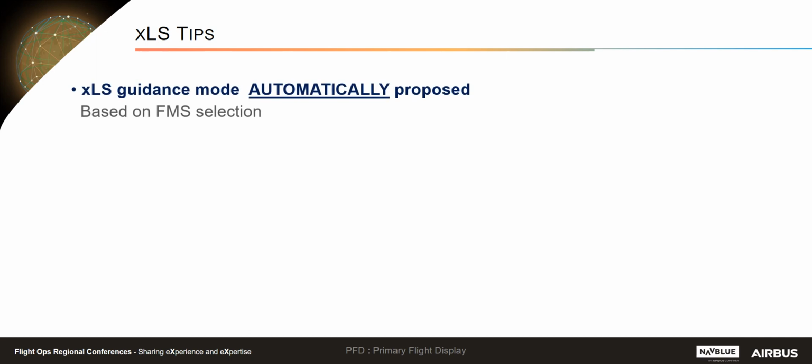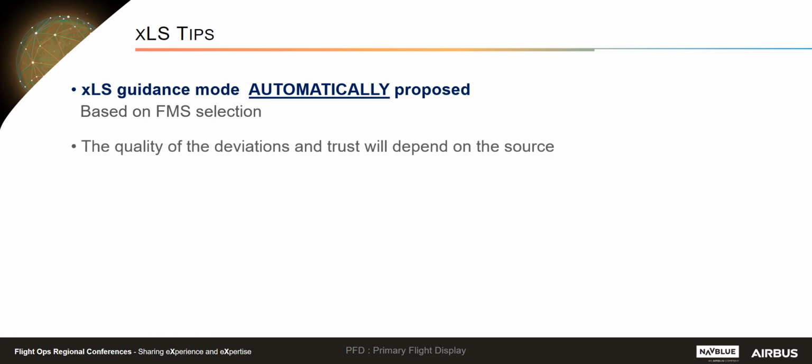So now, let's talk about some tips about XLS. First, the crew do not choose a guidance mode. The guidance mode, FLS, GLS or SLS, will be automatically proposed regarding the selection of the approach in the FMS. GLS for GLS approaches, SLS if LPV minima are coded in the RNAV GNSS and the aircraft is capable, FLS for conventional or RNAV GNSS with LNAV/VNAV minima.